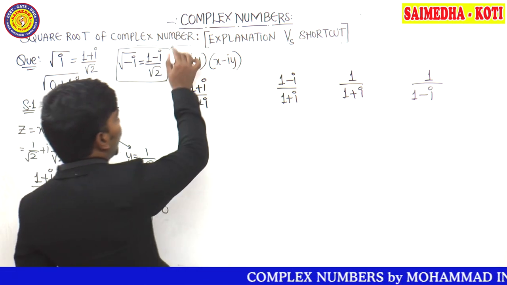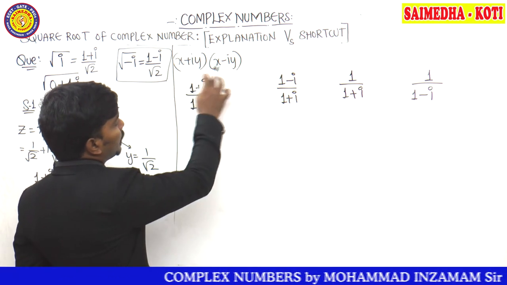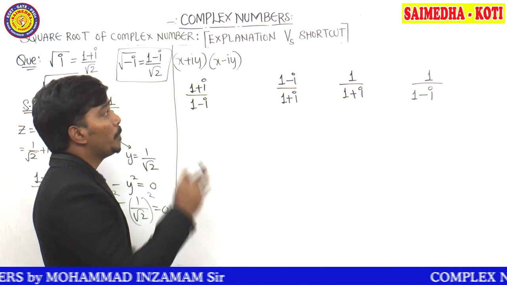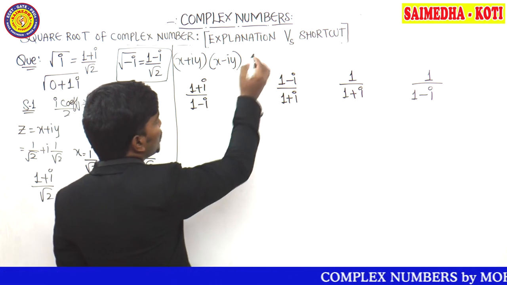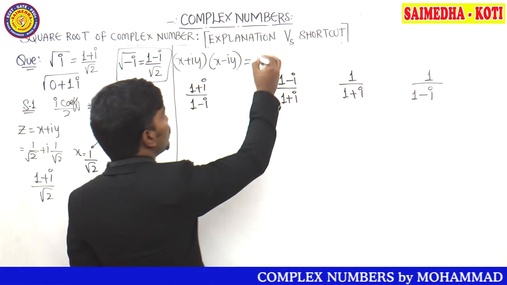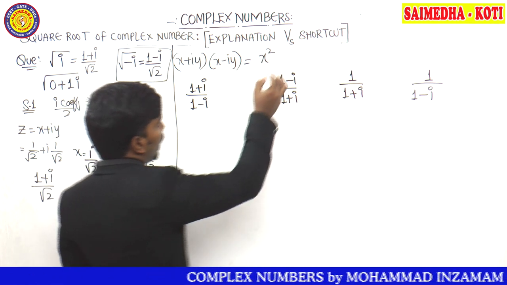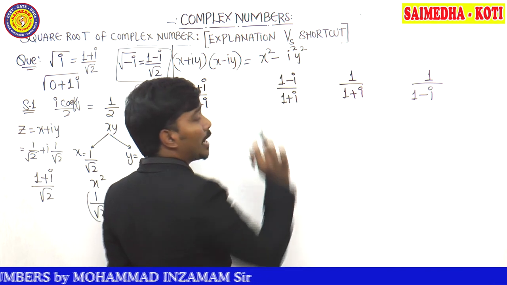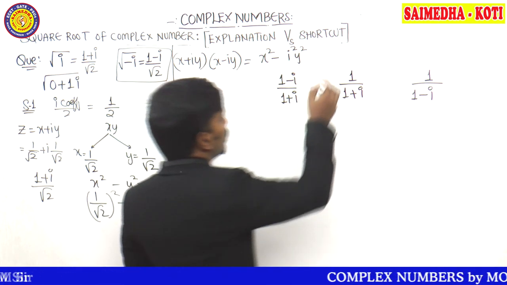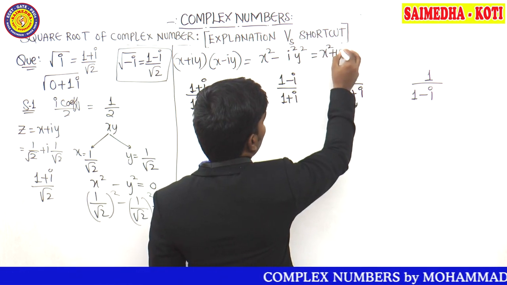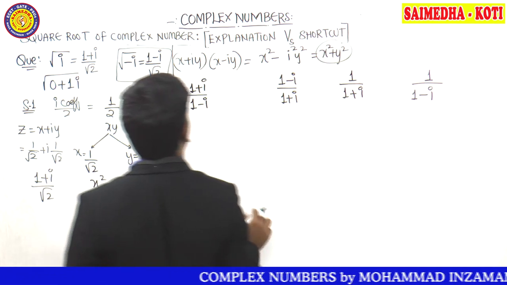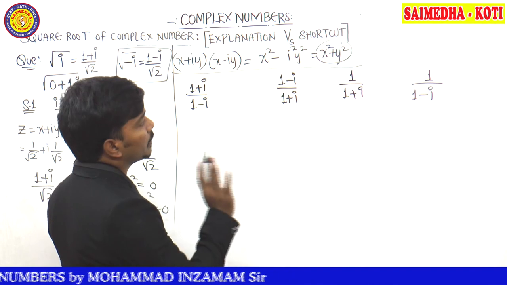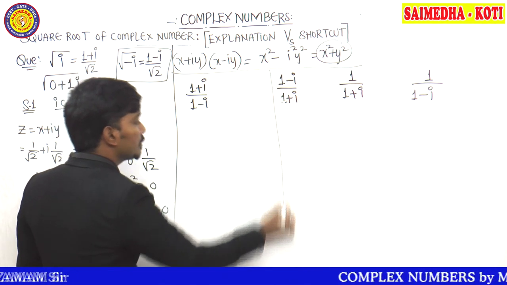Let's see the third one now, that is (x plus iy) into (x minus iy). It is similar to that of (a plus b) and (a minus b), guys. (a plus b) into (a minus b), what is the formula? a square minus b square. So it can be written as x square minus i square y square. What is the value for i square? i square is minus 1. So it's going to become x square plus y square. Try to remember this as a formula, guys. Whenever we have x plus iy and x minus iy, you need to write it in the form of x square plus y square.